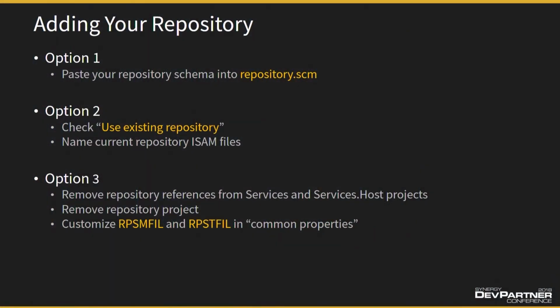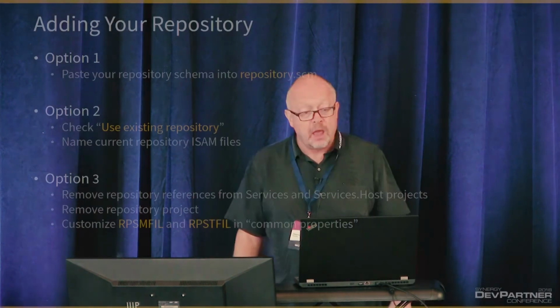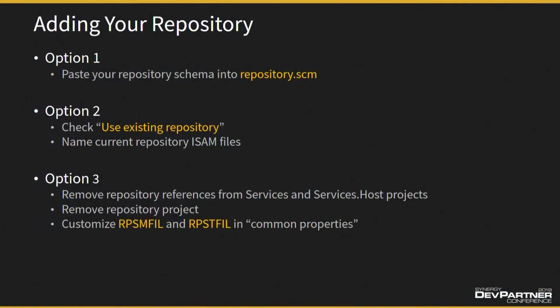So once you've got the project template up and running, the next thing you want to do is get your repository in there. You've got really three options. We provide a repository project with an empty repository schema called repository.scm. So the easiest way is just overwrite that schema file with your own repository. If you prefer, you can go into the properties of that repository project and check the use existing repository project and just point it at your existing repository files if you prefer to do that.